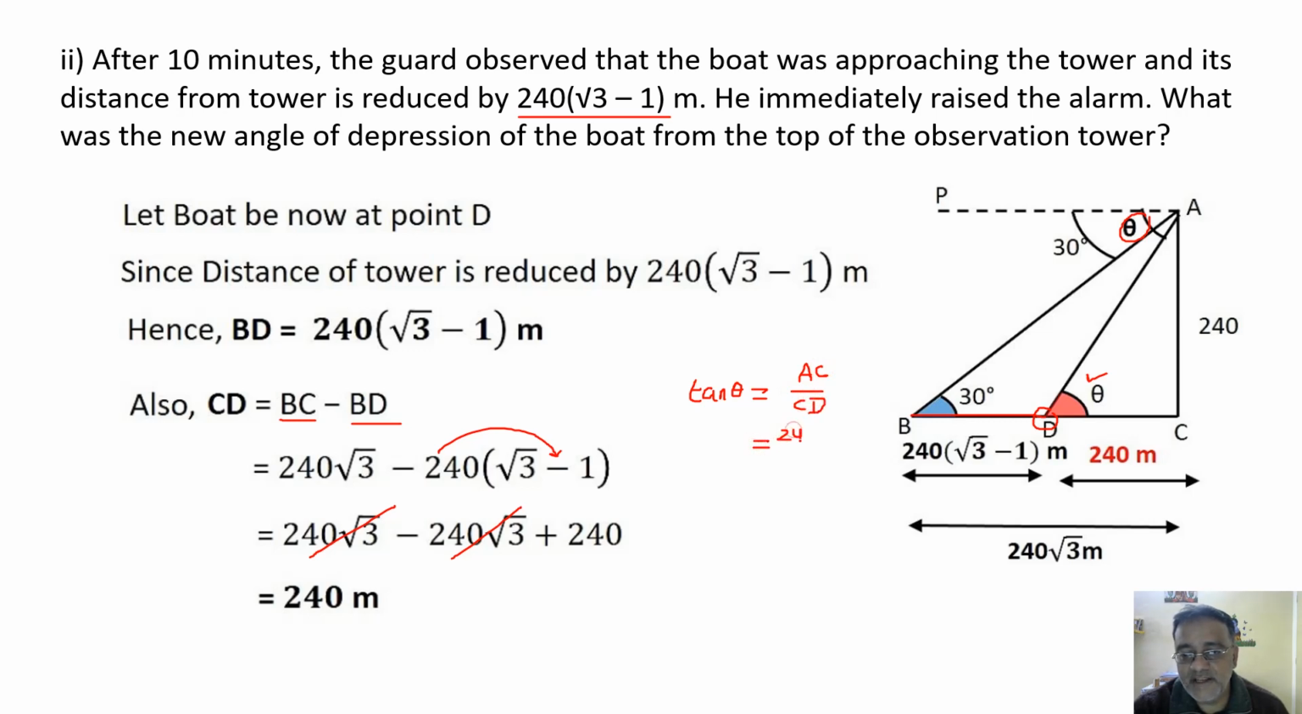240. And CD is also 240. So 240 by 240 is 1. 1 कौन सा एंगल में मिलता है tan में? Tan 45 degree. Yes, tan 45 degree. So the value of theta will be equal to 45 degrees. 45 degree, right. थीटा का वैल्यू हम लोग को निकालना था, so we got 45 degree.